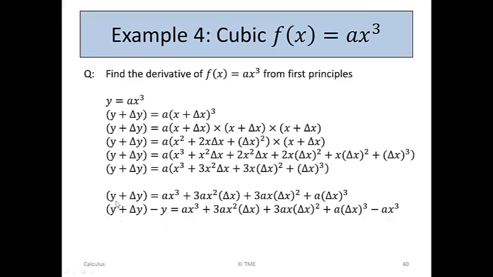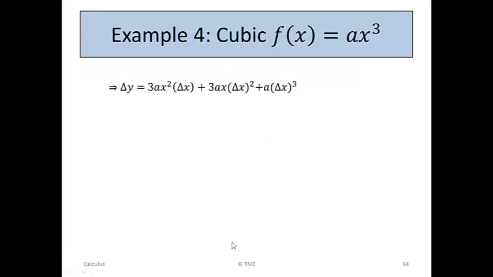So we're interested now in the delta y, so to do that we take the original equation y plus delta y and we subtract the y from it. So y plus delta y minus y is all of that expression there minus ax cubed coming from here. So now we eliminate terms. The y and the minus y can eliminate each other. The ax cubed and the minus ax cubed cancel each other out. So we're left with delta y is 3ax squared delta x plus 3ax delta x squared plus a delta x cubed.